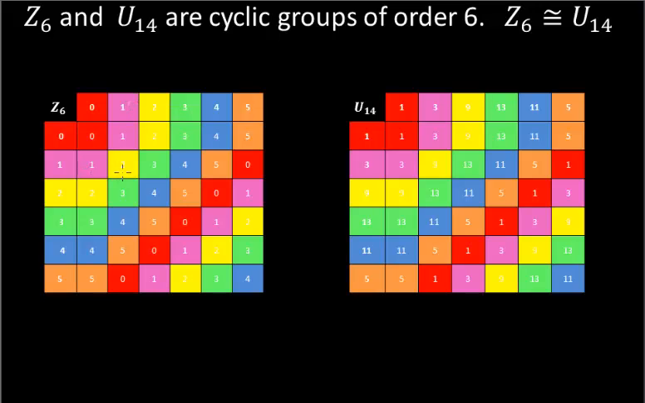1 plus 1 is 2. And then I want to add 1 to 2, and I get 3. And then adding 1 again, 3, 4, 5, 0. Now in U14, this was so trivial over there, but in U14, if we go 3 times 3 is 9.